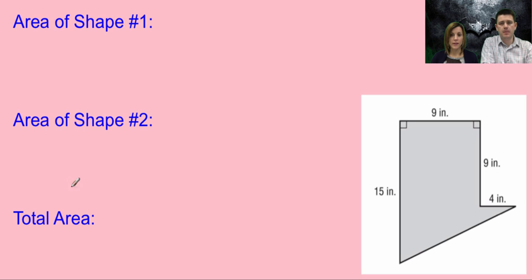All right, we have another composite figure. Ooh, this one is the fun one. We are going with a right triangle on the bottom and a rectangle on the top. So we have two different figures. So I'm going to slice it across like this.